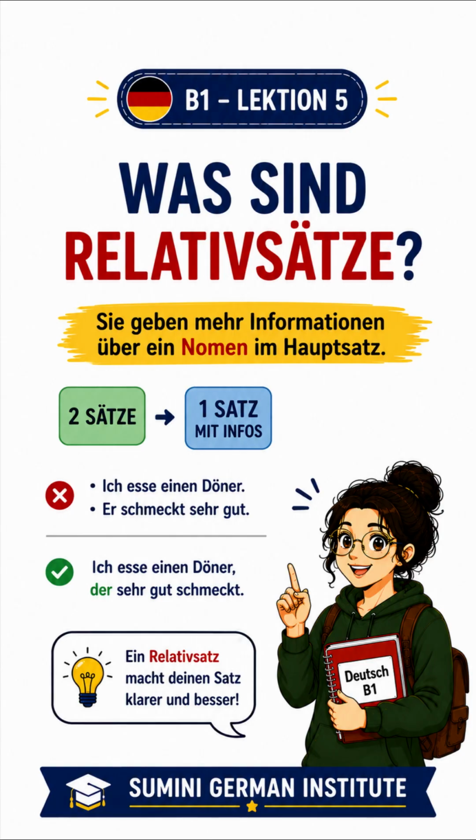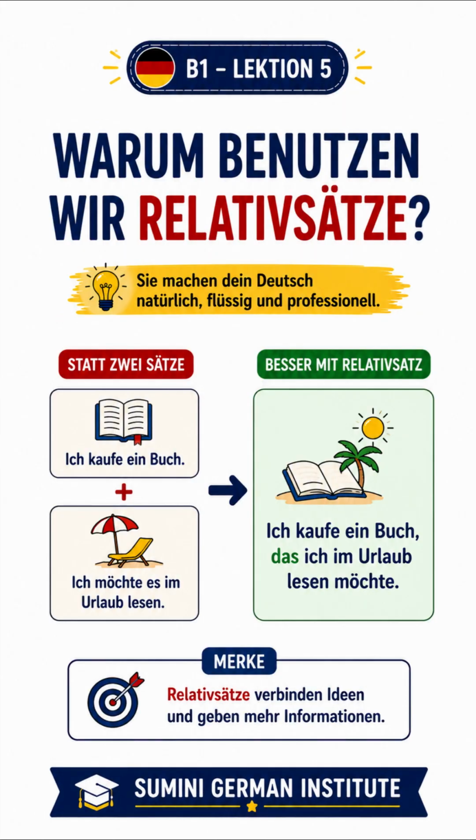The second sentence now gives extra information about the noun Döner. That's exactly the job of a relative Satz. A relative Satz makes your sentence sound more natural, more fluent, more advanced. Look at this example. Ich kaufe ein Buch. I am buying a book. Ich möchte es im Urlaub lesen. I want to read it during my vacation. This is correct, but it sounds basic.